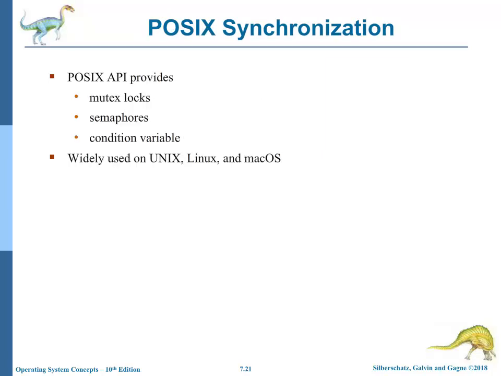POSIX API is available for programmers at the user level and is not part of any particular operating system kernel. Of course, it must be implemented using tools provided by the host operating system. In this section, we will cover mutex locks, semaphores, and condition variables that are available in pthreads and the POSIX APIs. These APIs are widely used for thread creation and synchronization by developers on Unix, Linux, and the Mac operating system.